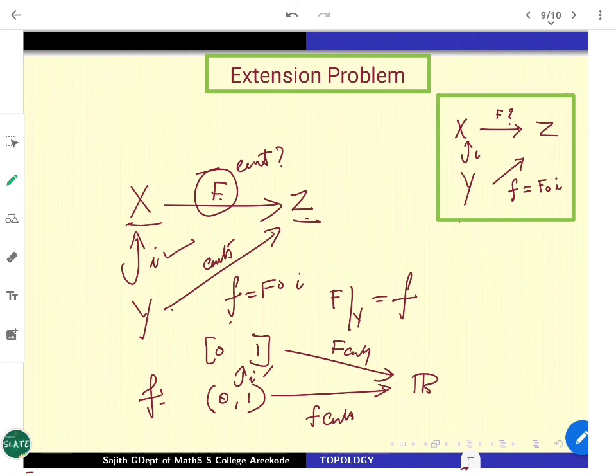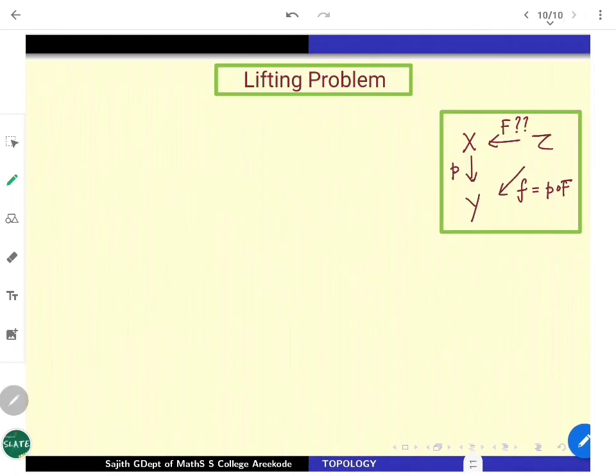Once you are discussing the extension problem, the dual problem also will come. How can your dual problem be discussed here? All the arrows can be reversed and the concept will become easy. That's also equally important. I'll just state it. In that case, suppose P and f are given. X, Y and Z are all topological spaces. If P is given from X to Y, and f is a given function from Z to Y, remember all of them are topological spaces.